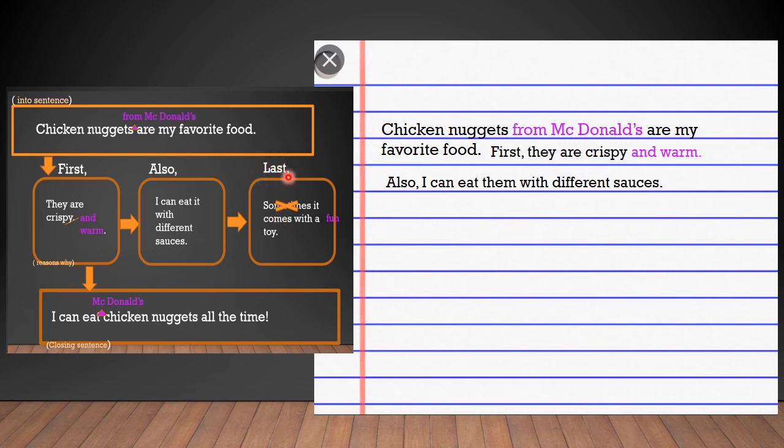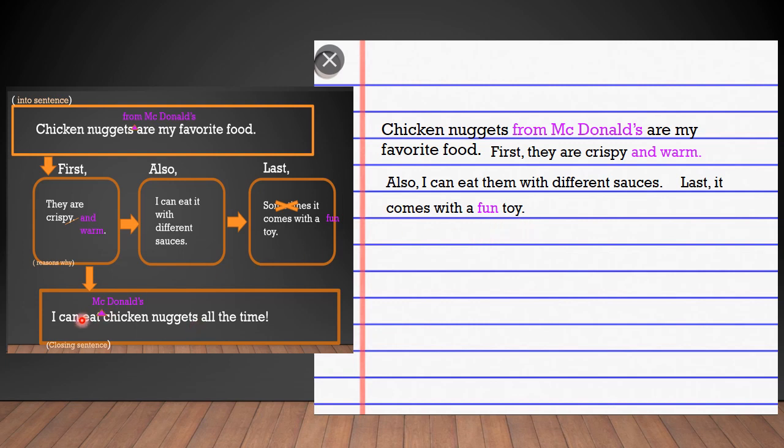I go on to my next sentence. Last, comma, it comes with a fun toy. So I'm going to leave a little space. Last with a capital L, comma, it, I ran out of space, so I start on the next line, comes with a fun toy, always ending my sentence with punctuation.